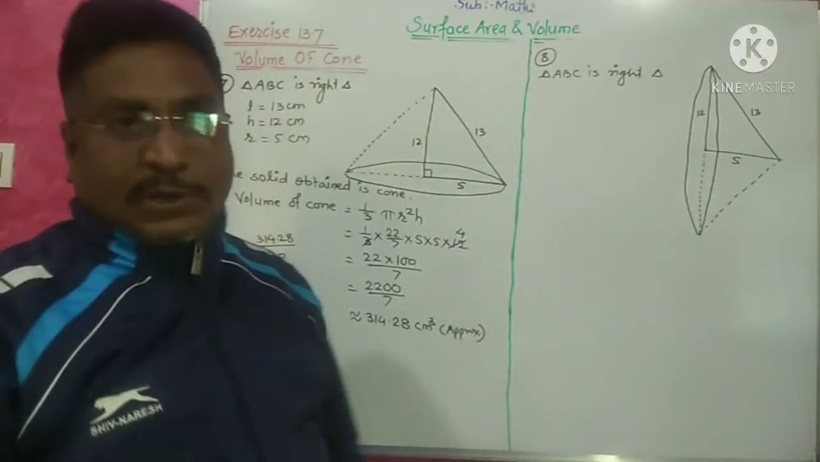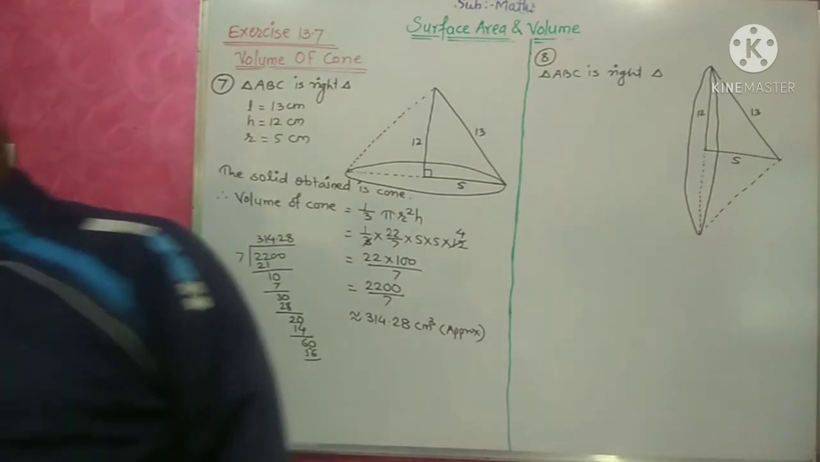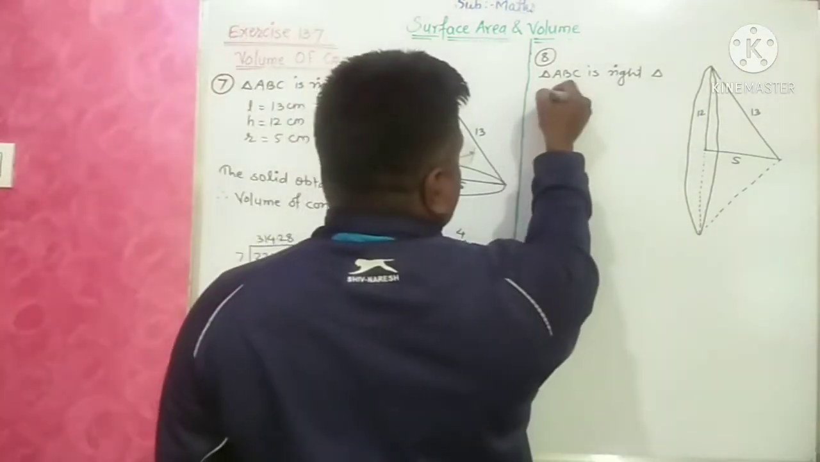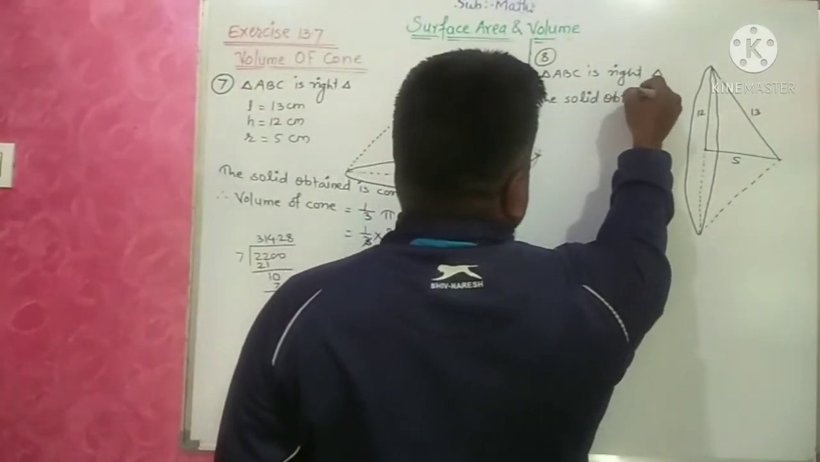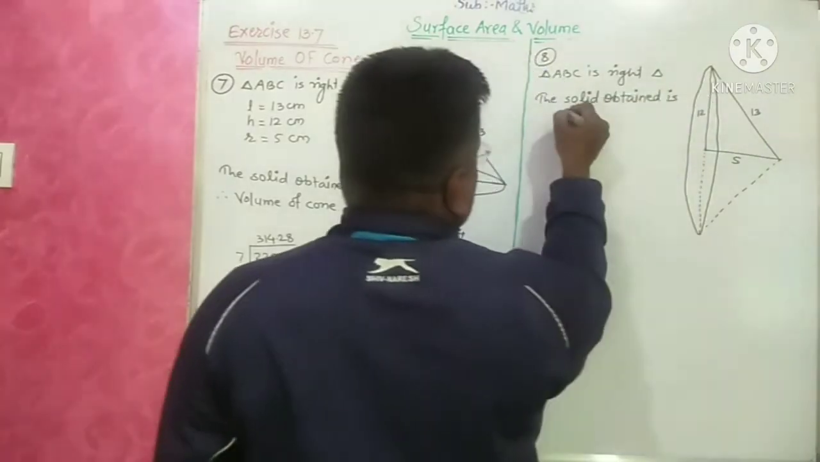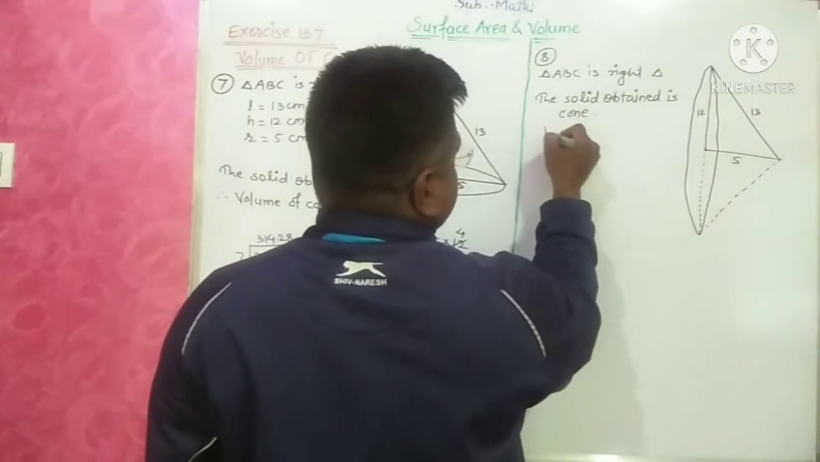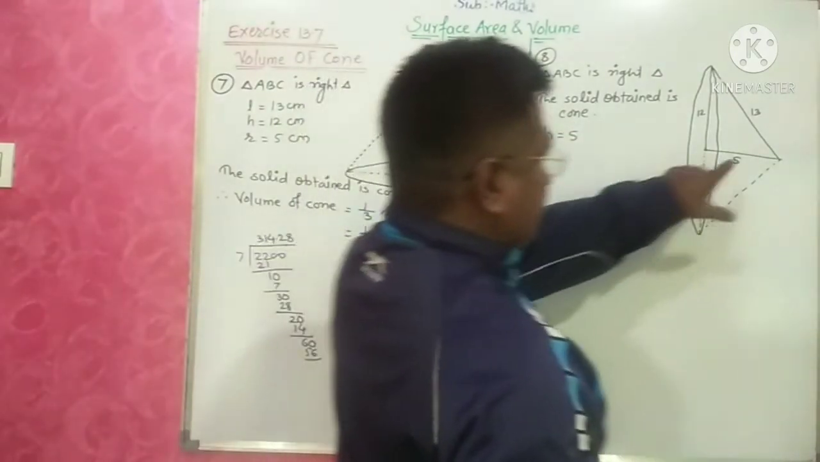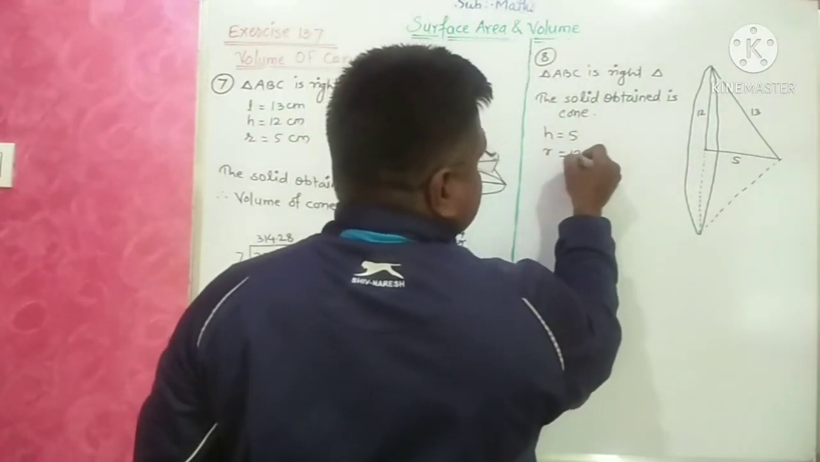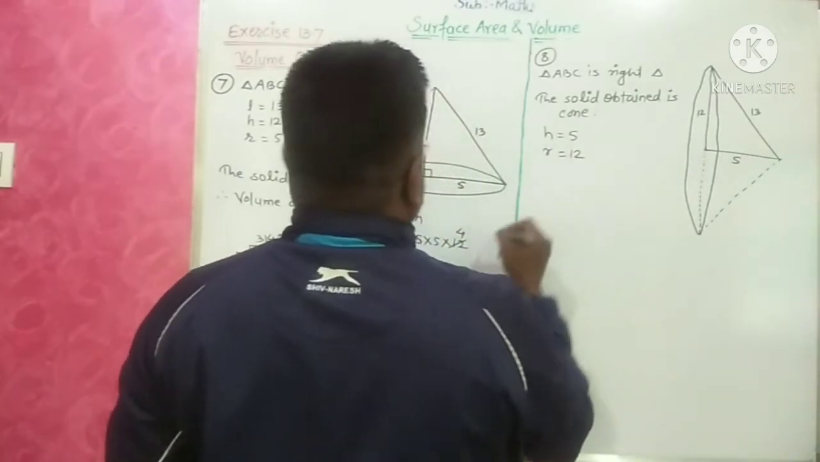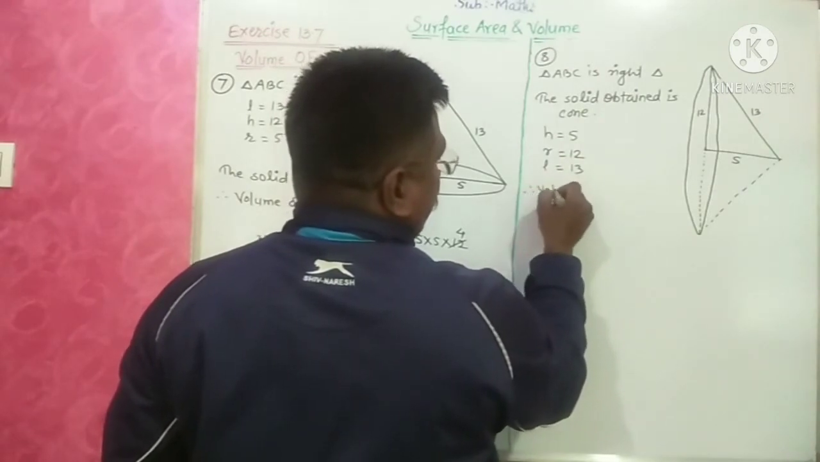Like this. Understood? So what do they ask? They ask to find the volume of the solid so obtained. So the solid obtained is a cone. According to this, what is the H? H is 5 centimeter. See, this is the perpendicular height. Now 12 is the radius, and L is given as 13. So what do they ask? Volume of cone.